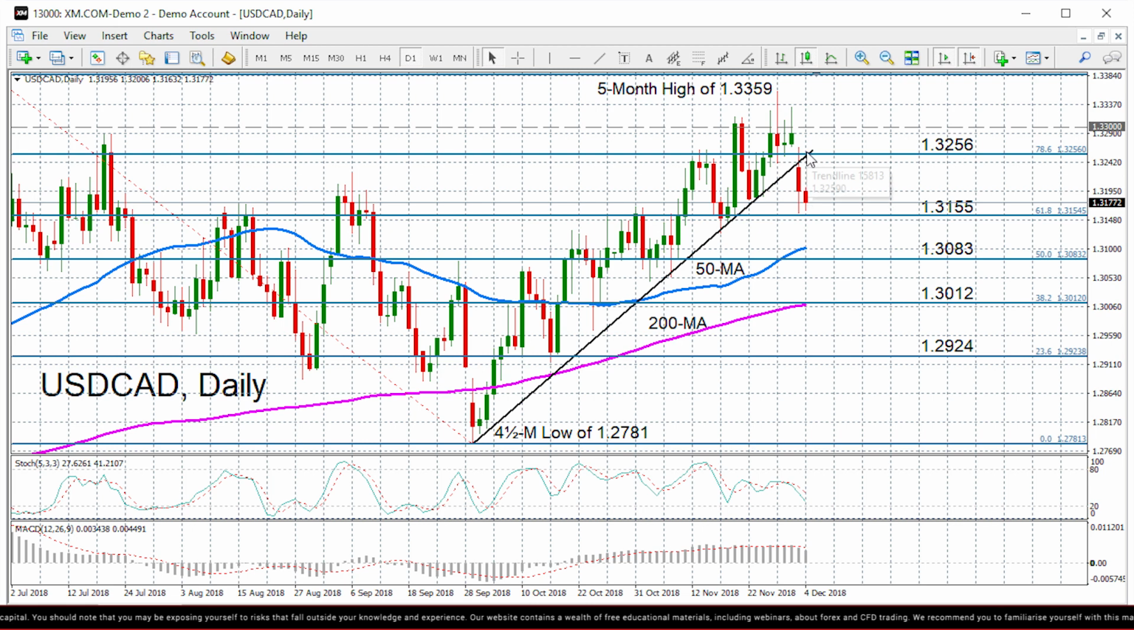Breaking above that region, we could then see the 1.33 handle coming into scope, and then a break above that would put the pair back towards that 5-month high of 1.3359, and then the pair would be able to resume that uptrend.